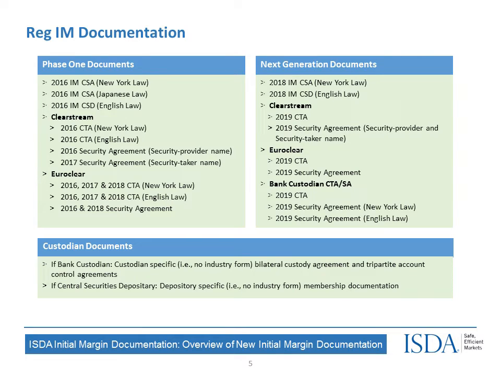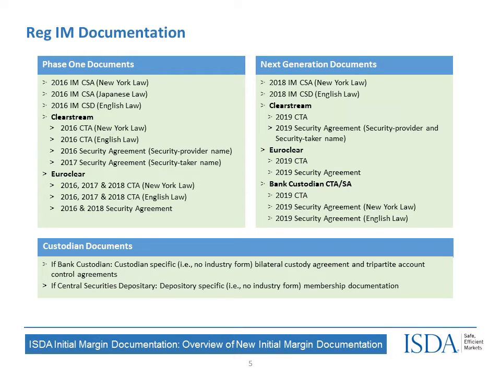And importantly for Reg IM, the ISDA documentation isn't the end of the story. Parties will also need to enter into documents with their custodian, and these will typically be tri-party agreements, meaning both parties and the custodian will be party to those agreements. And in this case, there isn't a single industry form that's used, but each custodian will have their own form of agreement that the parties will negotiate with each other and with the custodian.